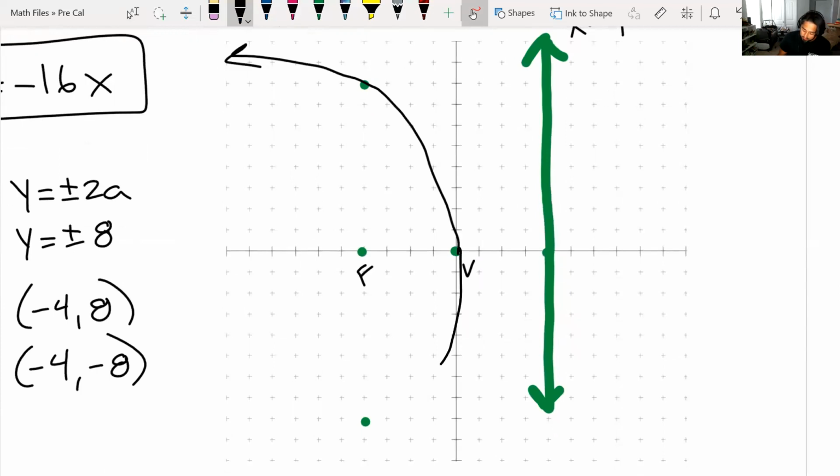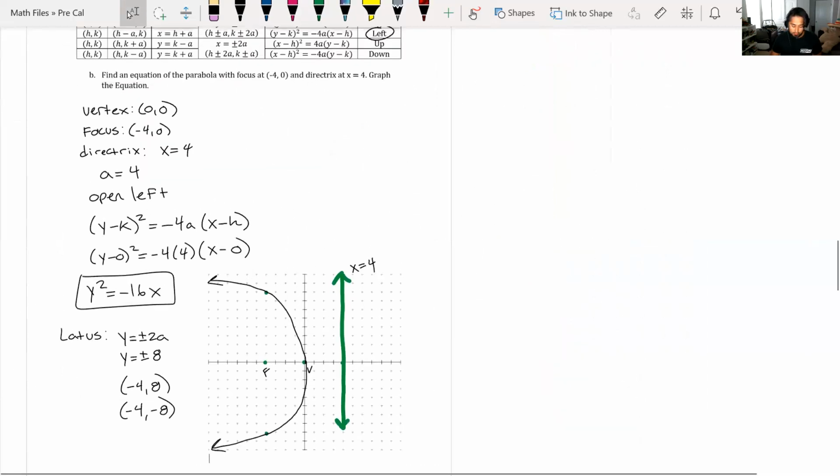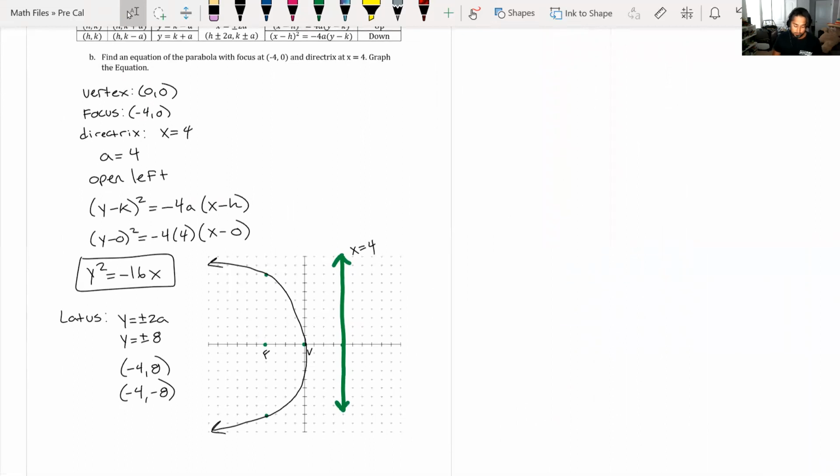This is a big parabola. Okay, and there you go. So this problem was different because we had to find the vertex. If you're given the focus and the directrix, just know that the vertex is right between them. Okay, awesome.